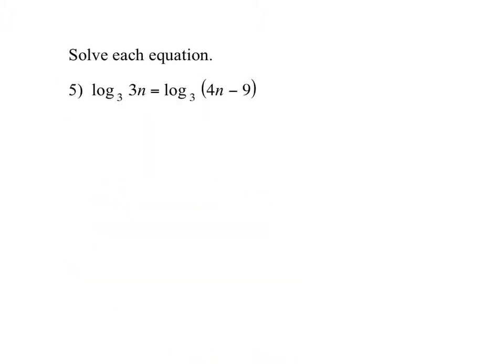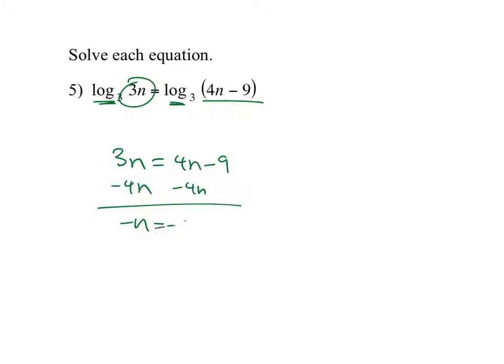Now I'm going to solve equations involving the logarithm. First of all, I need to have the same base, like this one. Because if the logarithms are the same, the only way they have the same value is that the powers are equal. So 3n equals 4n minus 9. So minus 4n. So negative n equals negative 9. I'm going to divide by negative 1. So n equals positive 9.